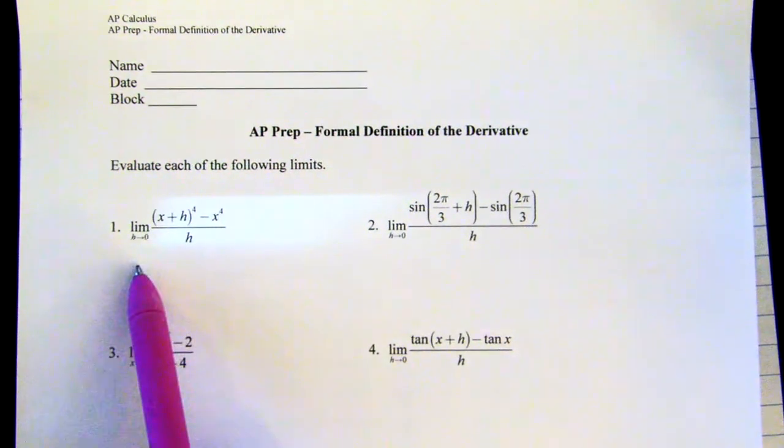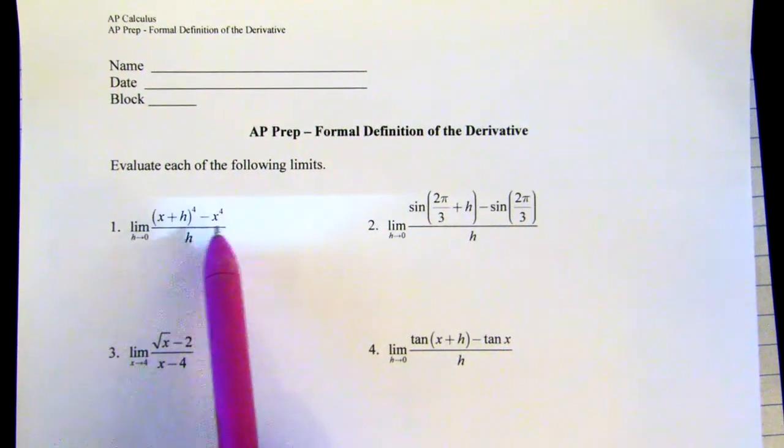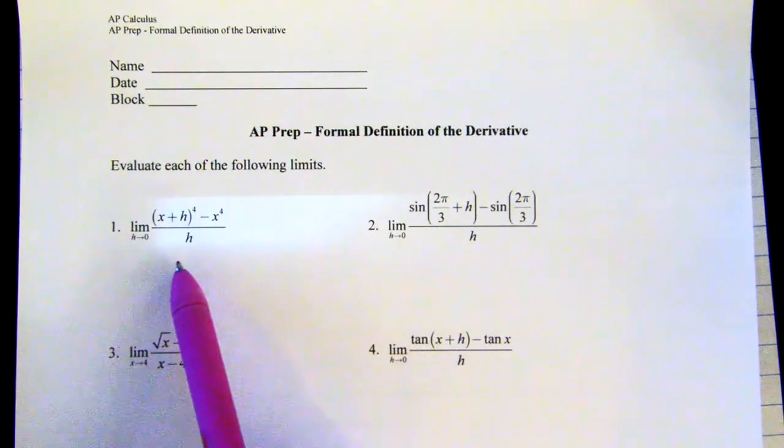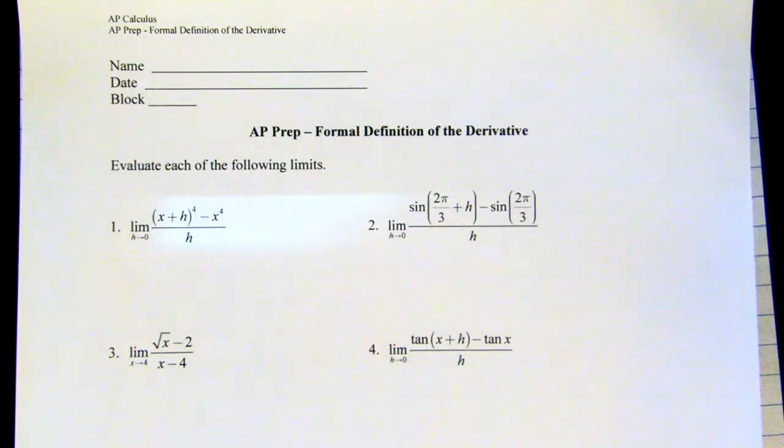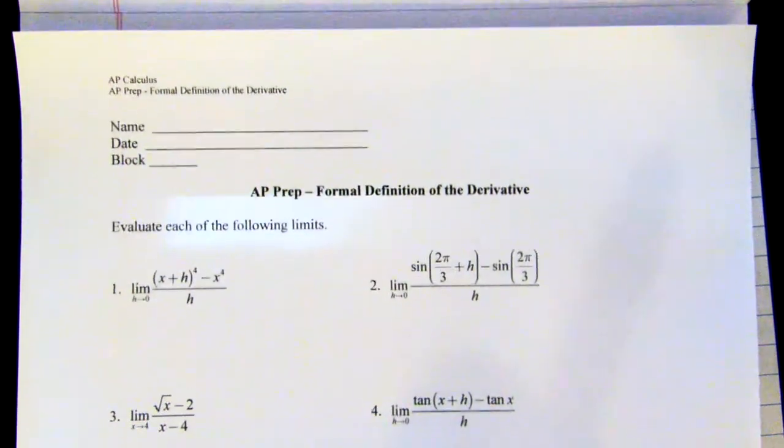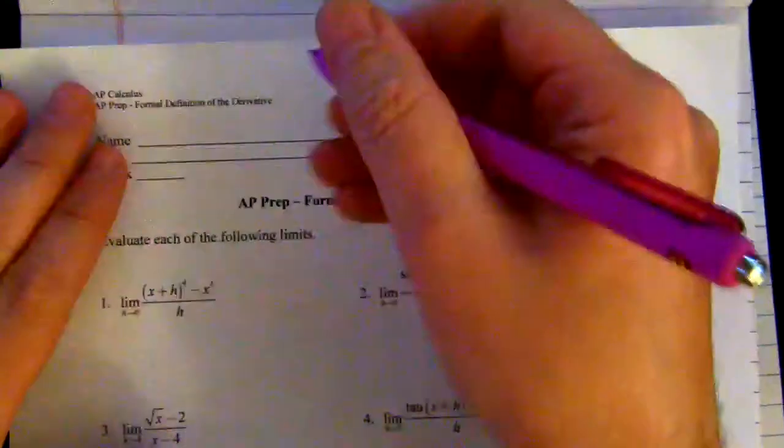Like in number 1, you could FOIL and FOIL and FOIL and simplify and cancel, and that would give you some sort of derivative. Not totally sure how we would deal with number 2, but these should look like the formal definition of the derivative. Let me remind you of the formal definition of the derivative.